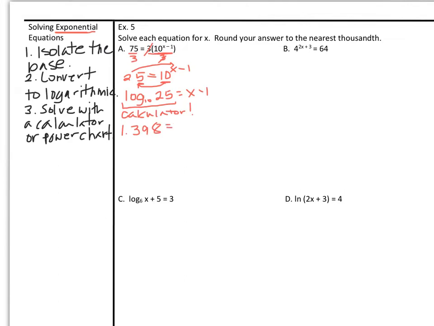And that'll equal x minus 1. Now to get x by itself, just move the negative 1 over by adding it. Voila! X equals 2.398.